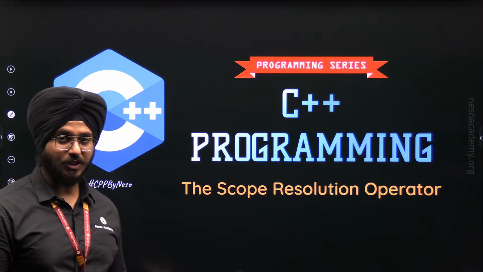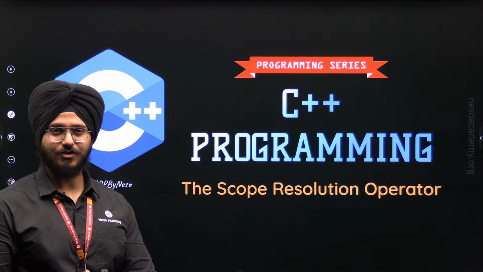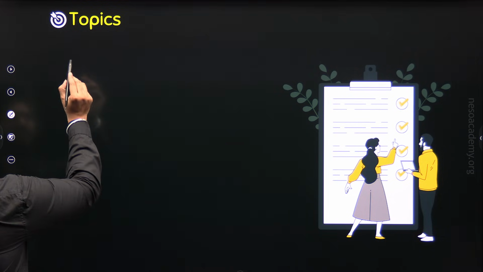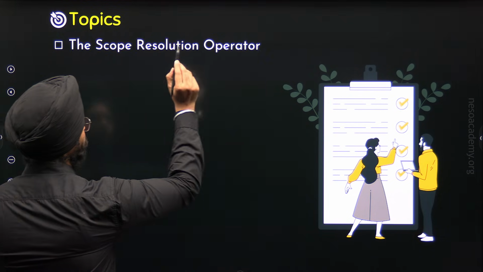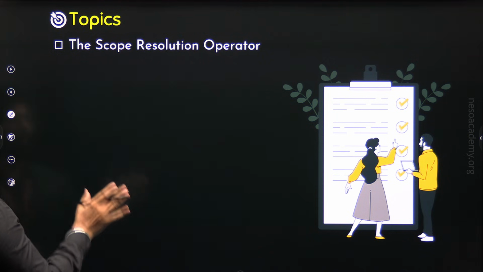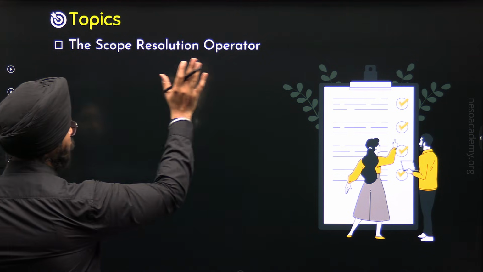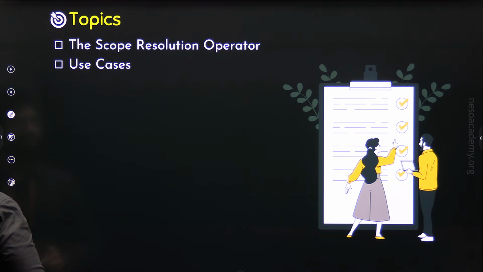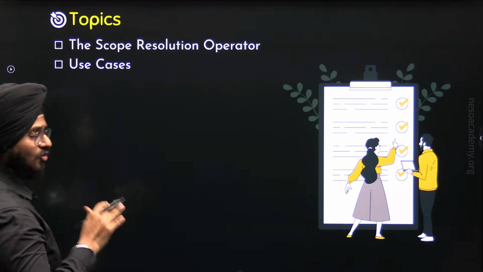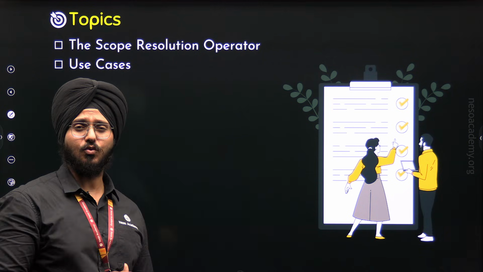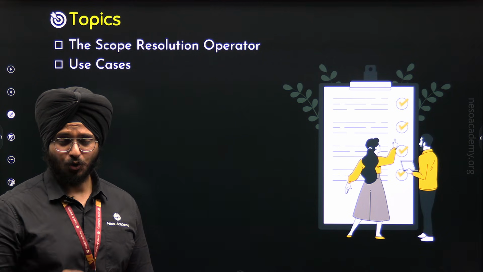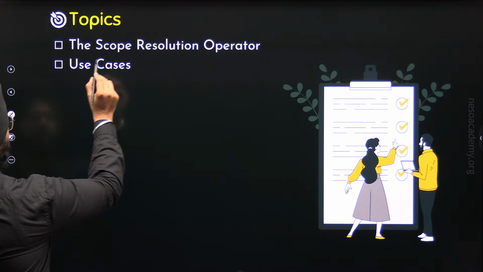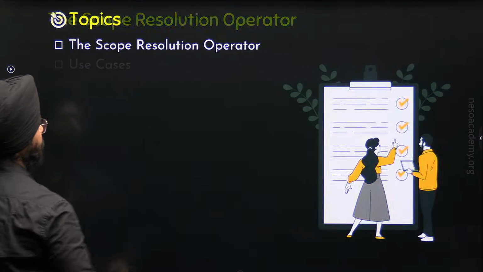So without any further delay, let's get started with this lecture and let's see what are the topics. The first topic of this lecture is the scope resolution operator. First, we will properly understand the scope resolution operator. Then we will move to the next topic where we will understand some use cases associated with the scope resolution operator. So these are the topics. Let's start with the first one, that is the scope resolution operator.